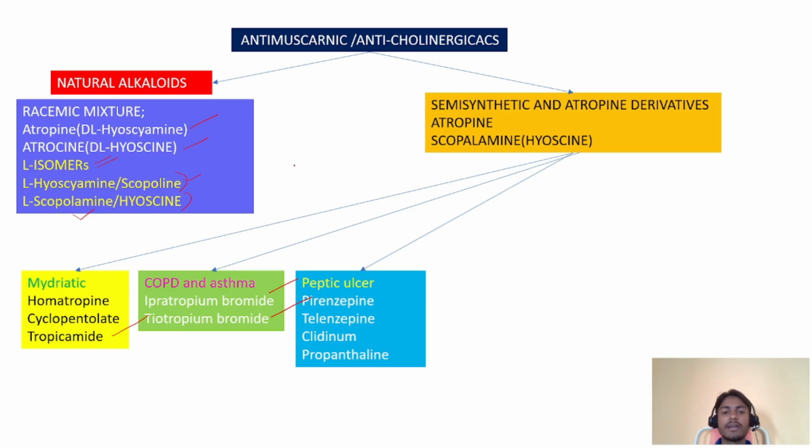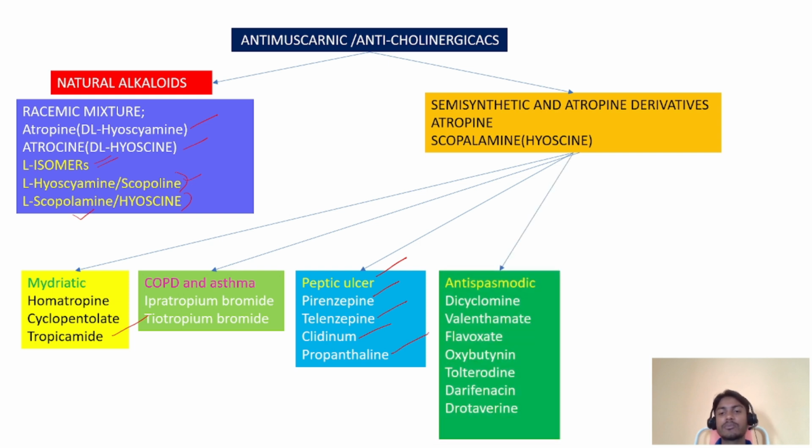Next, peptic ulcers. The drugs which can be used in peptic ulcer are pirenzepine, telenzepine, clidinium and propantheline. Next come the antispasmodic drugs. Examples are dicyclomine, valethamate, flavoxate, oxybutynin, tolterodine. Next, darifenacin, drotaverine.